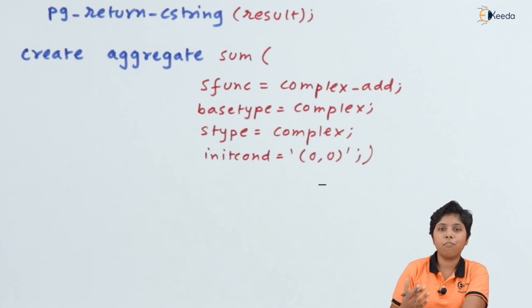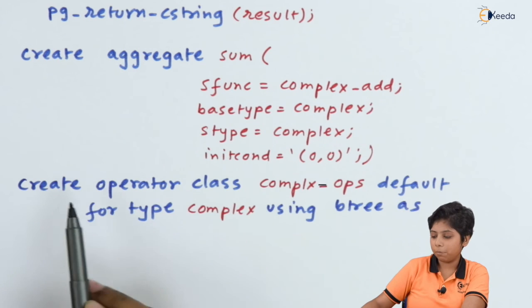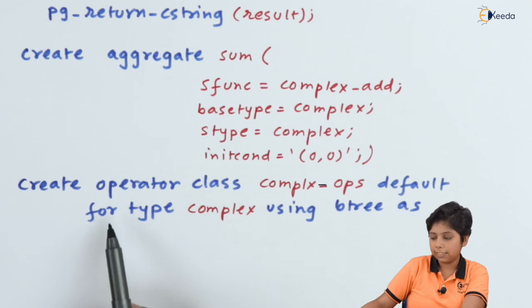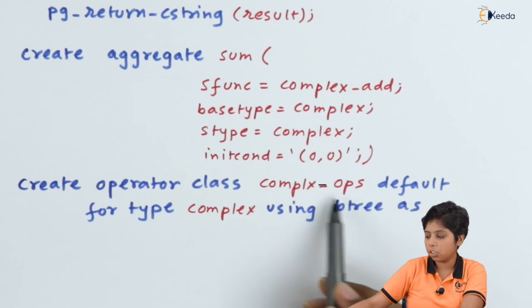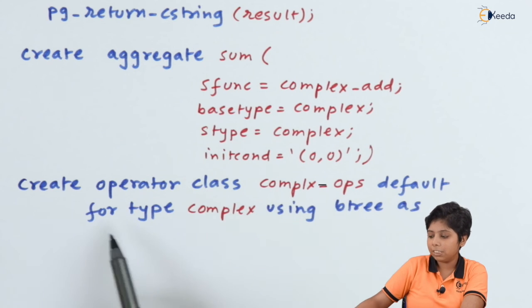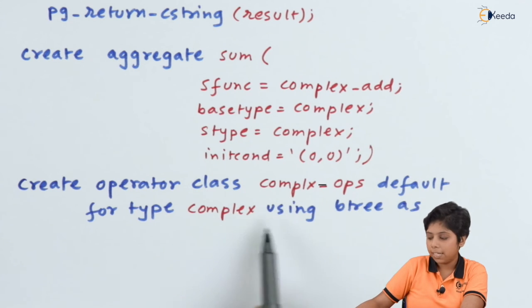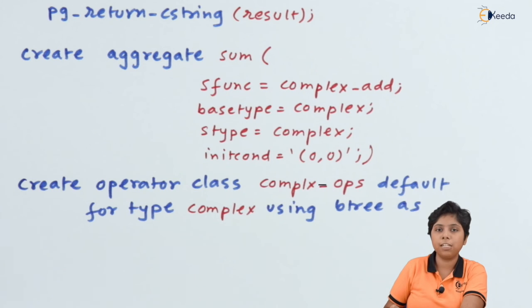Now, other than the function, we can also create an operator on which we need to perform the complex operation. So let us create an operator. The create operator statement creates a PostgreSQL operator. Now let us look at this statement, create operator class. That means we are creating an operator class complex_operations, which is default for the type complex, and the index that we are using is B-tree.